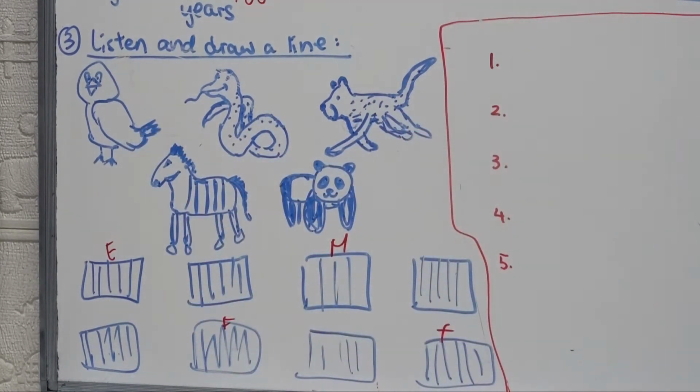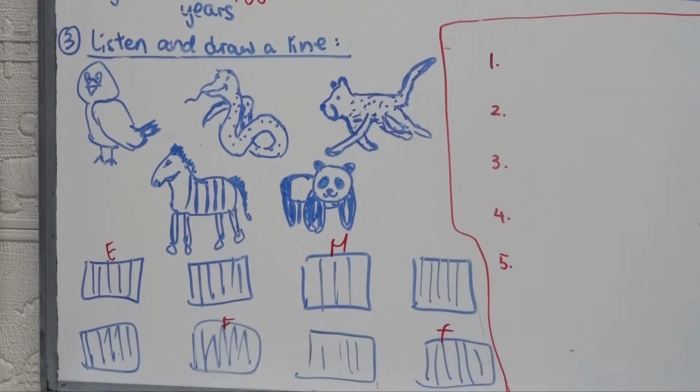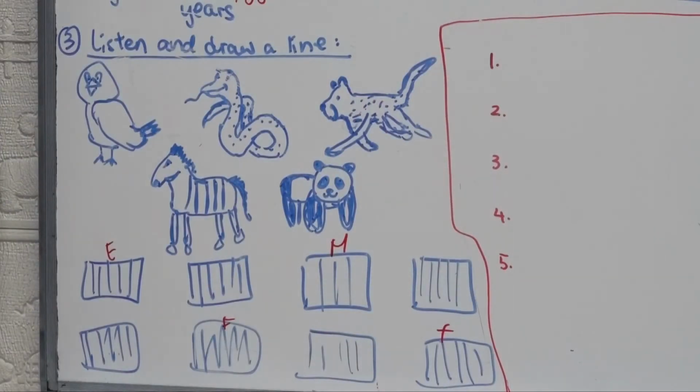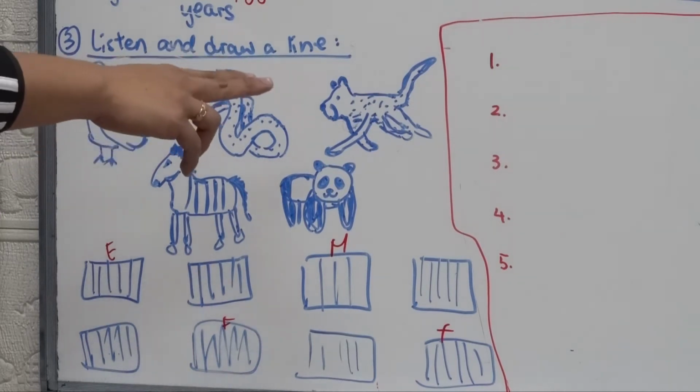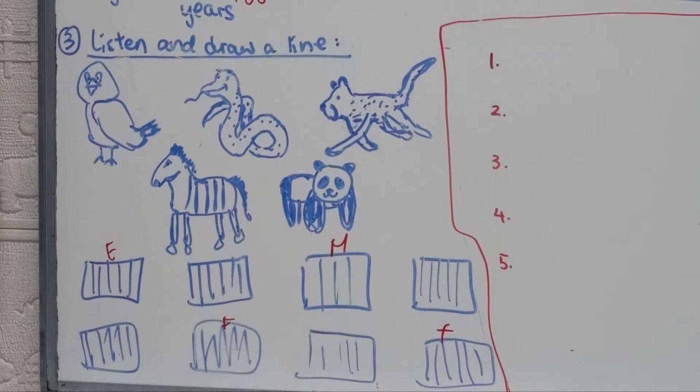I'll play it twice for you to listen and draw the line, and then the second time I will let you check your answers, and then lastly, no need to listen again a third time. I will just show you the answers myself, all right? So listen carefully, please. Again, we have the bird, the snake, the cheetah, the zebra, and the panda. I will play the recording now. Are you ready? Okay, I'll play it 2 times, all right? Let's listen.